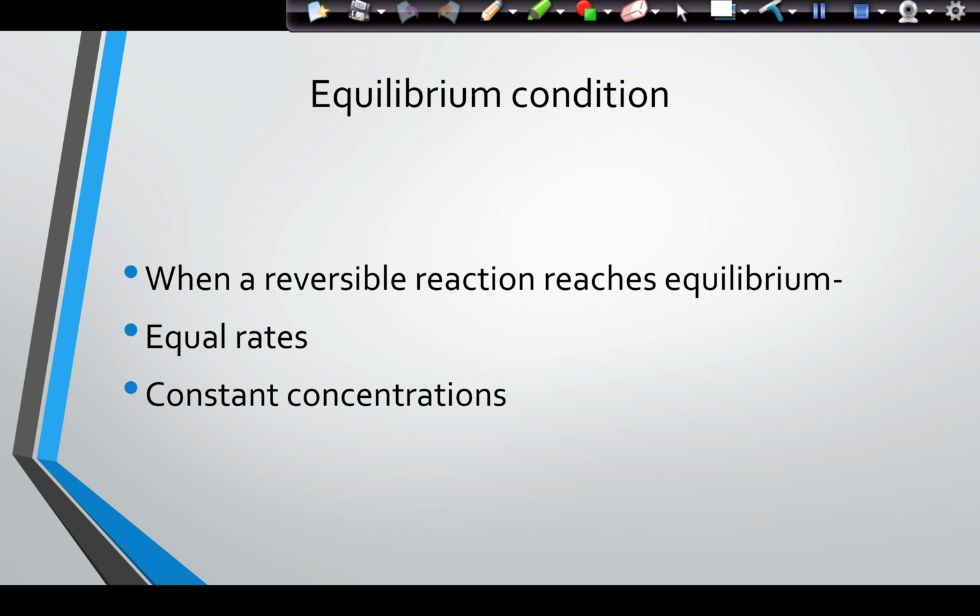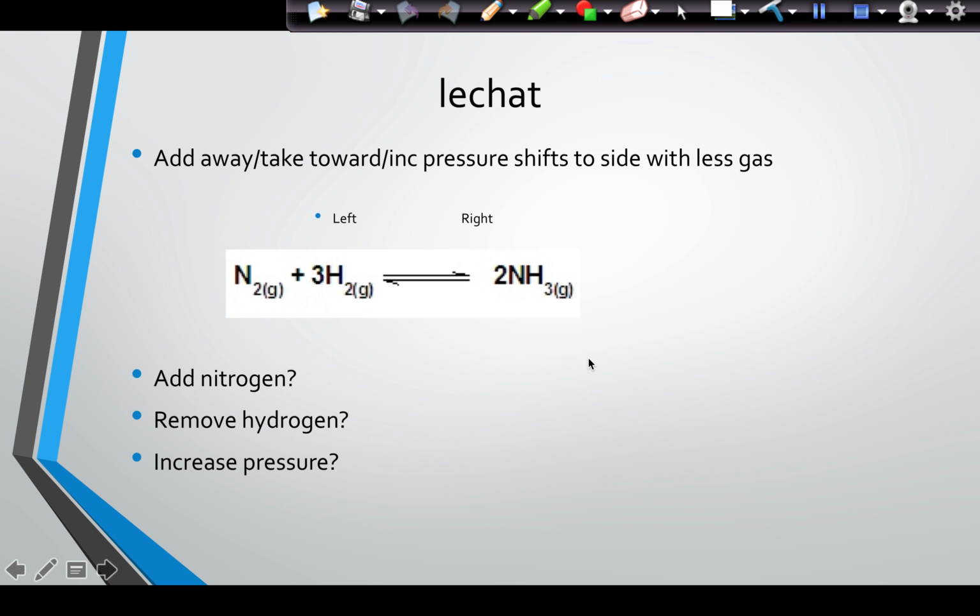Remember, this could be for a physical change or a chemical change. We will have equal rates and constant concentrations, so the rate of the forward reaction will equal the rate of the reverse reaction. Shift away from something added, shift towards something removed, and if we increase pressure, we'll shift to the right. Adding nitrogen, we'll shift away from the nitrogen. If I remove hydrogen, we will shift towards the hydrogen, which would be left.